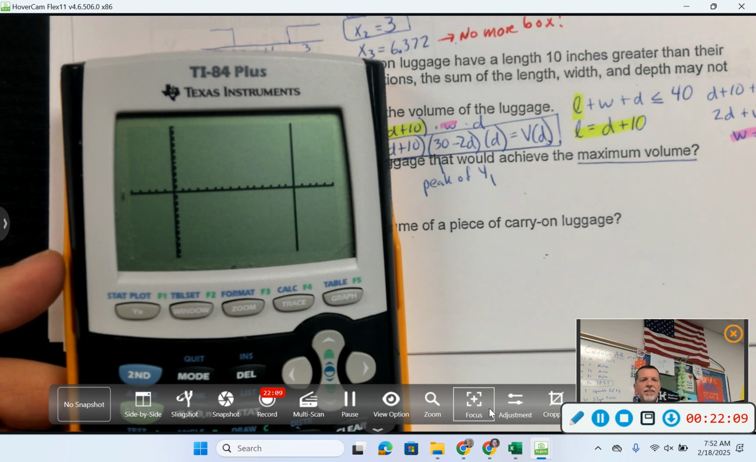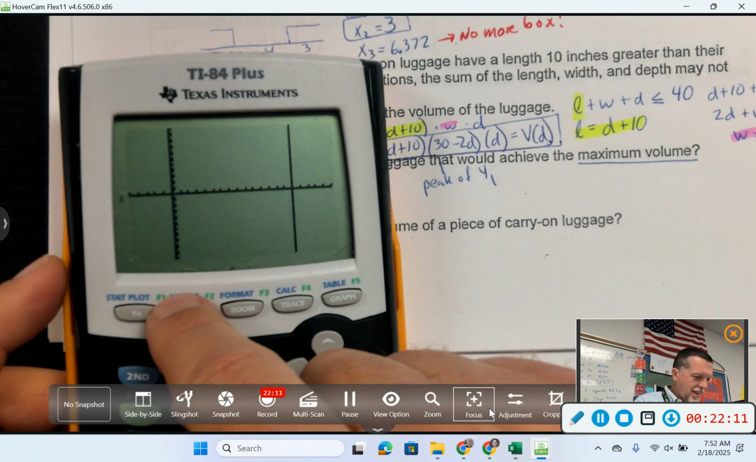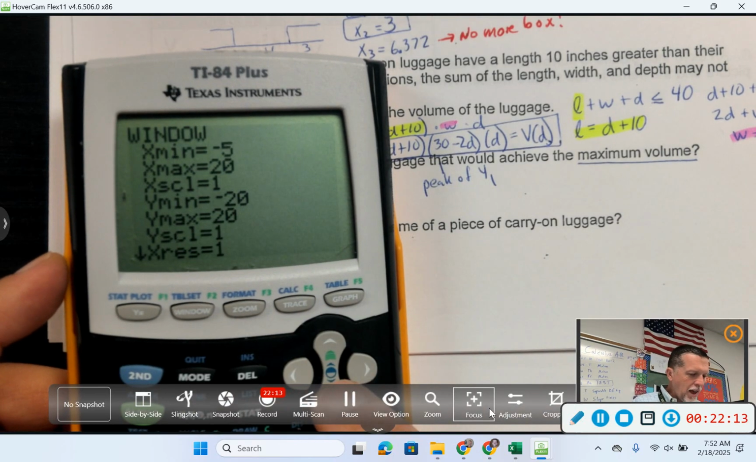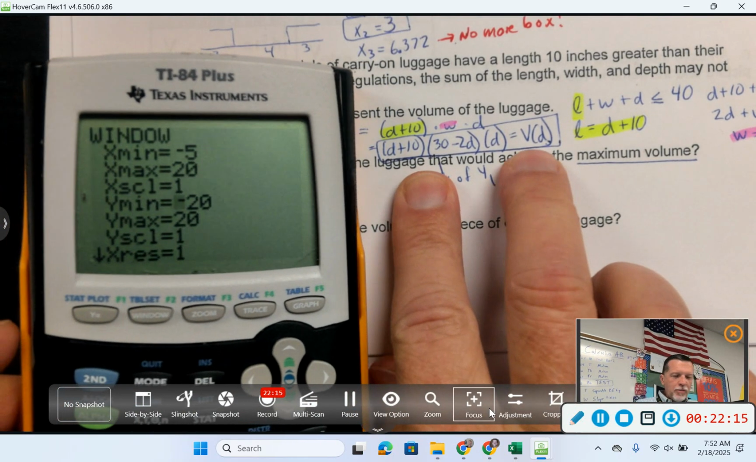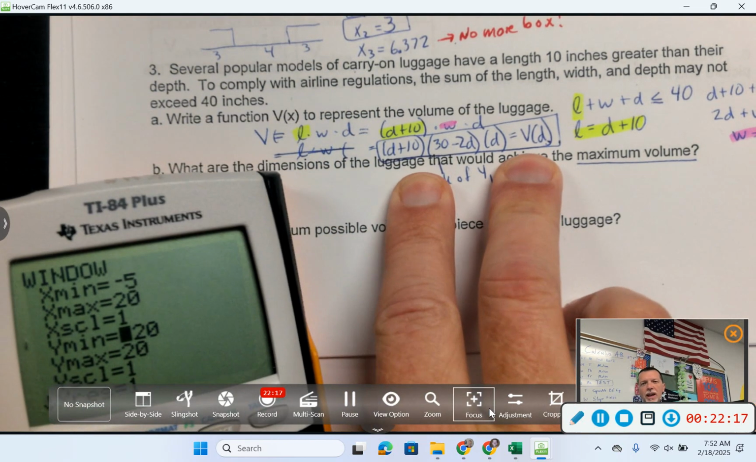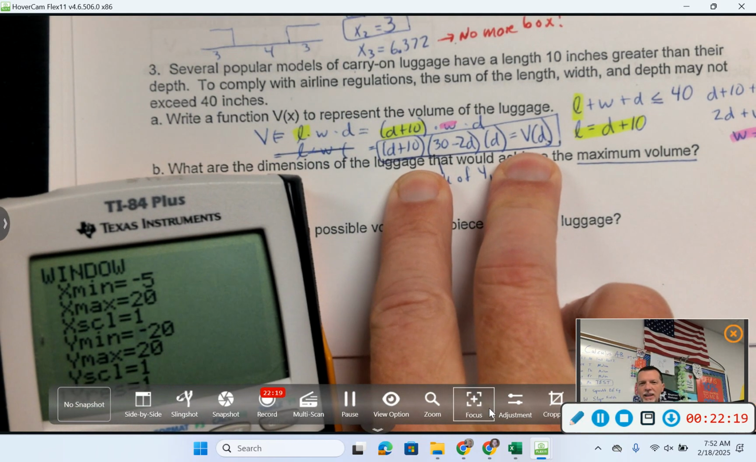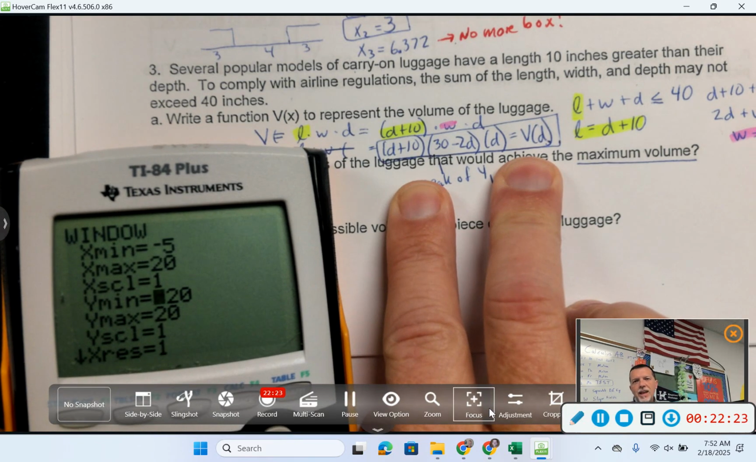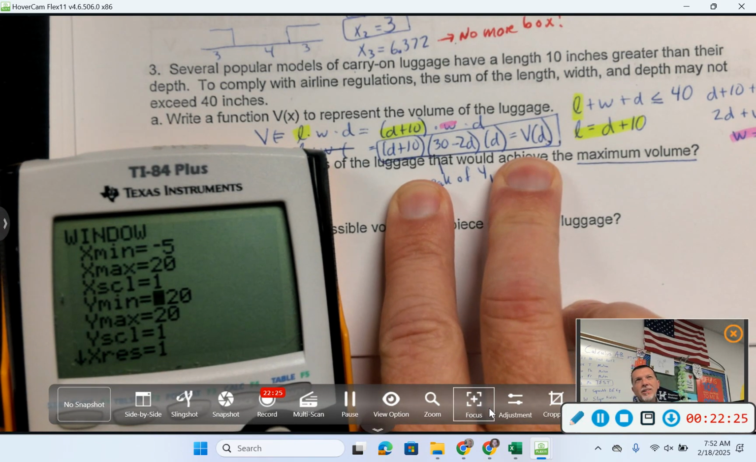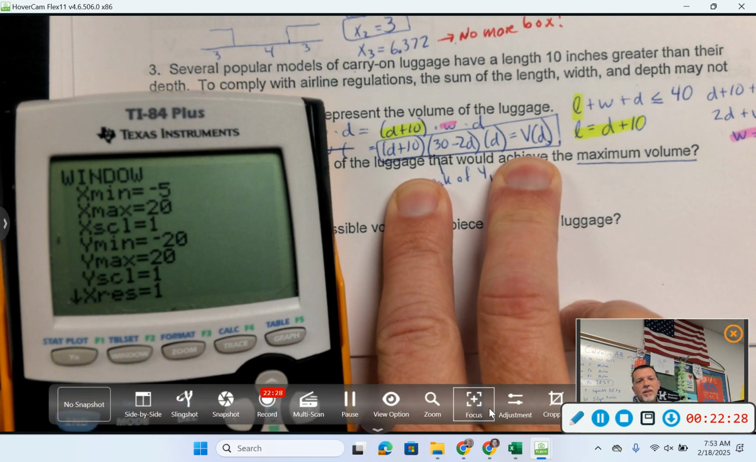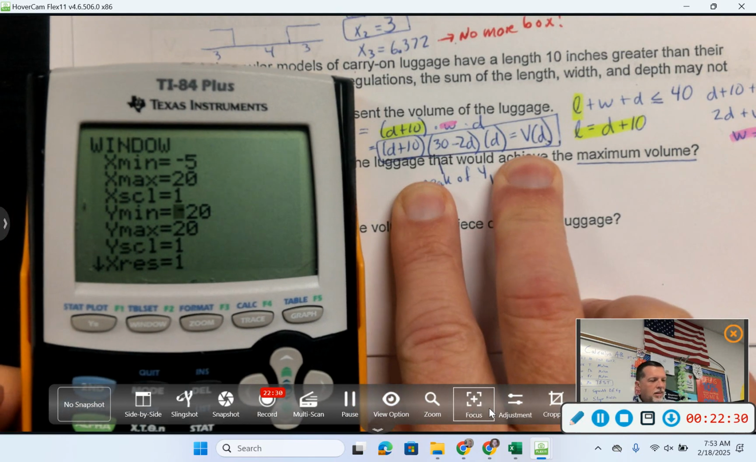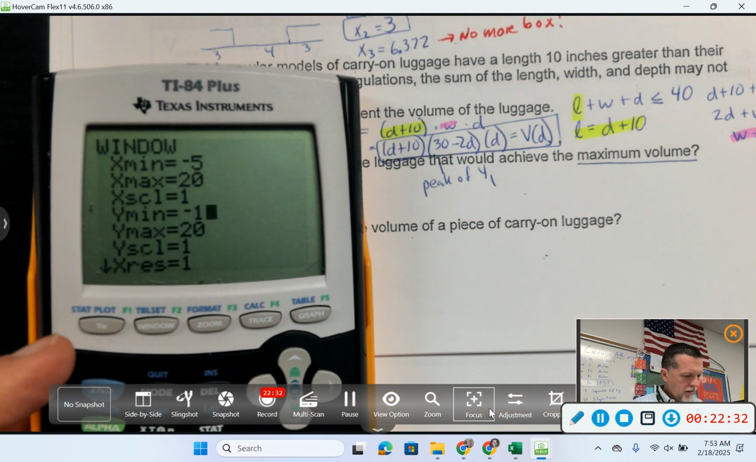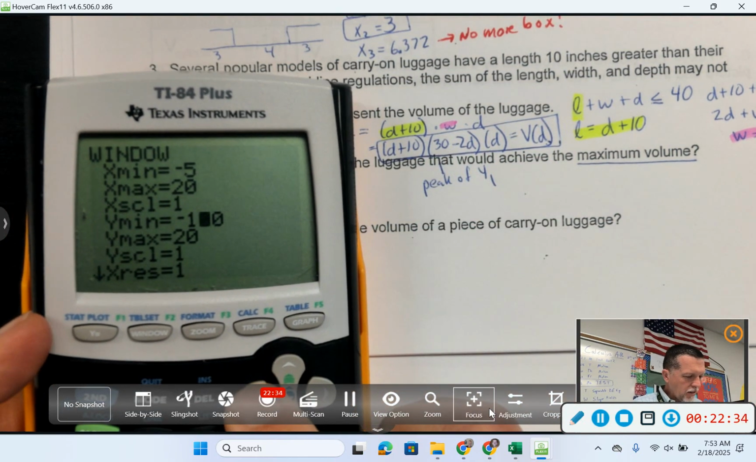Okay, well, I see something. I think I need to change my y min and max, because I'm looking for a volume where my numbers, I assume, are like 10, 10, and 20, or something like that. Because I have to add to 40. So 10 times 10 is 100, times 20 is 2,000. Did you see anything if you change it to 1,000?